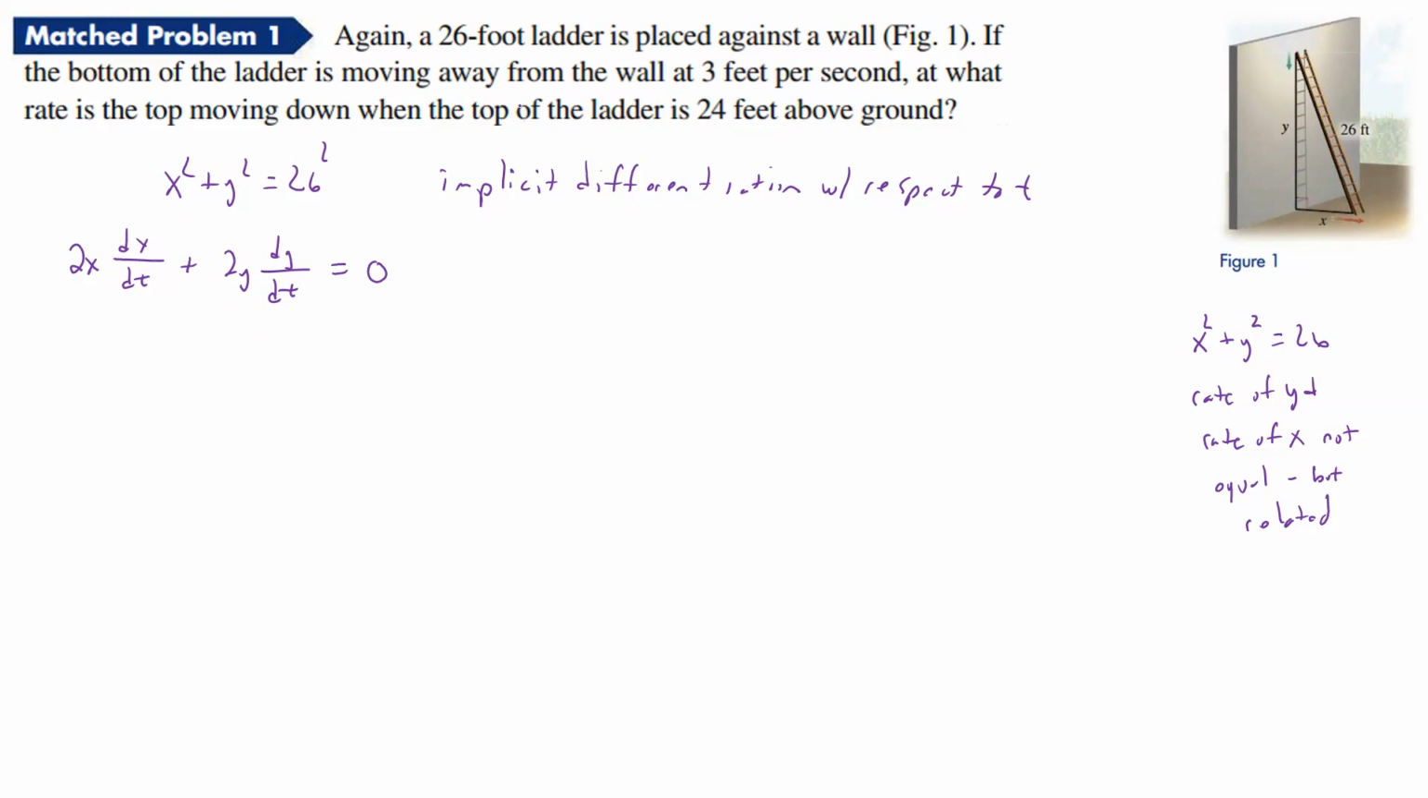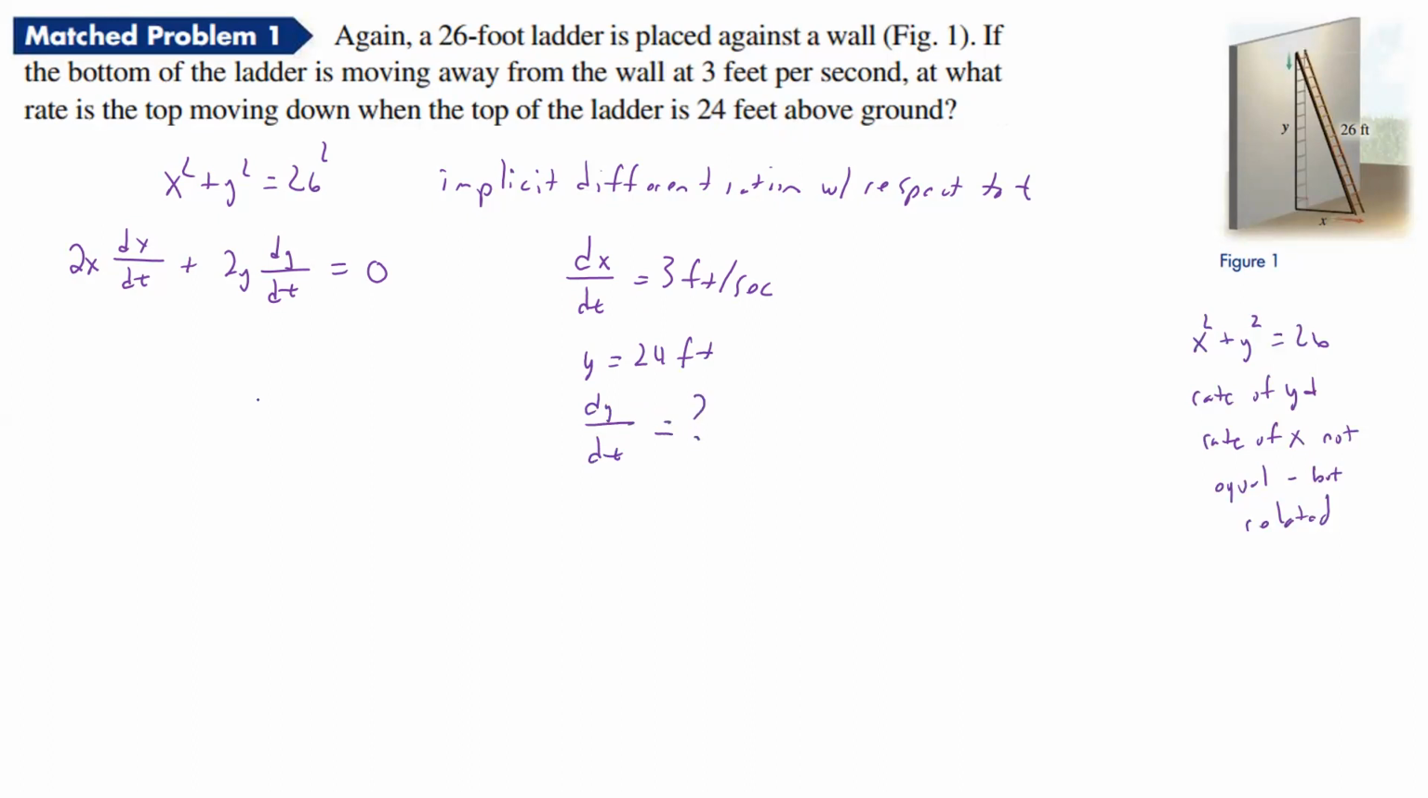Now, what do we know from the problem? The ladder is moving away from the wall at 3 feet per second. So that means dx/dt is equal to 3 feet per second. What do we know y is? Well, y is going to be 24 feet from the ground. So y is equal to 24 feet. What do we know about dy/dt? Well, that one we don't know. That's what we're looking for.